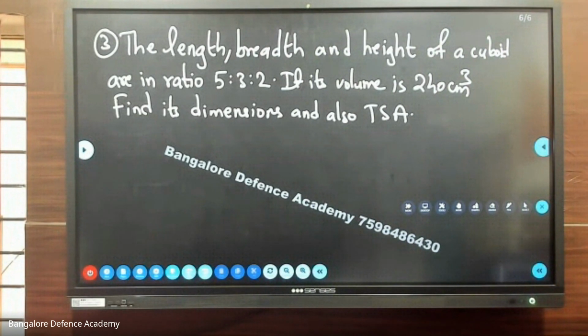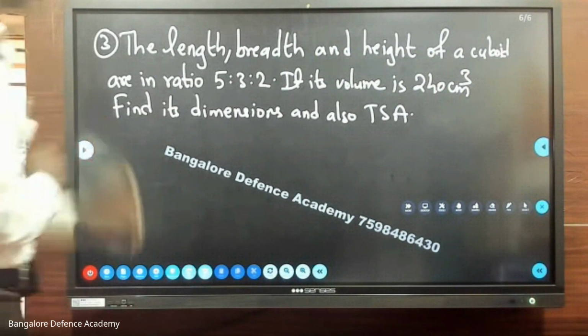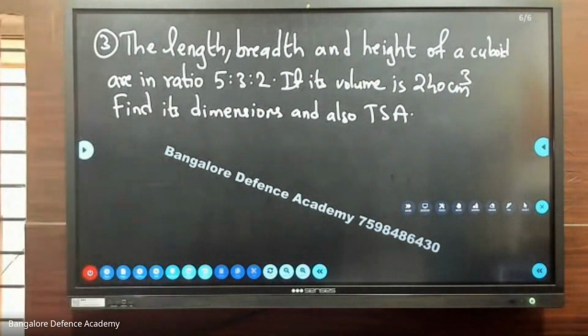X कितना मिला? 2 root 2. Why you got 2 root 2? The root 8 क्या ना? Cube root of 8 चाहिए, not square root of 8. X cube is equal to 8, correct? So x will be equal to 2. So I think it is 10, 6 and 4. 10, 6. We'll check it, no issues.